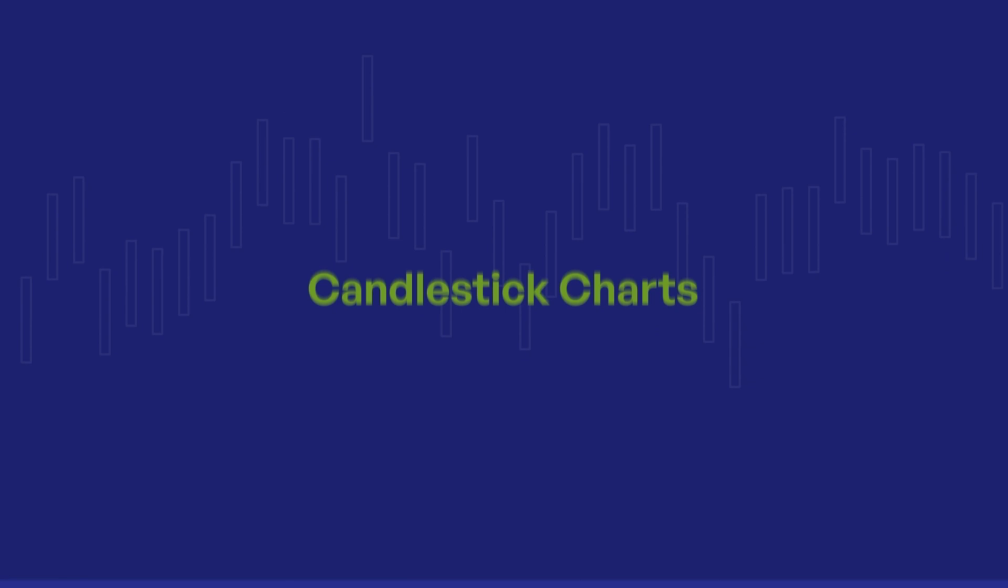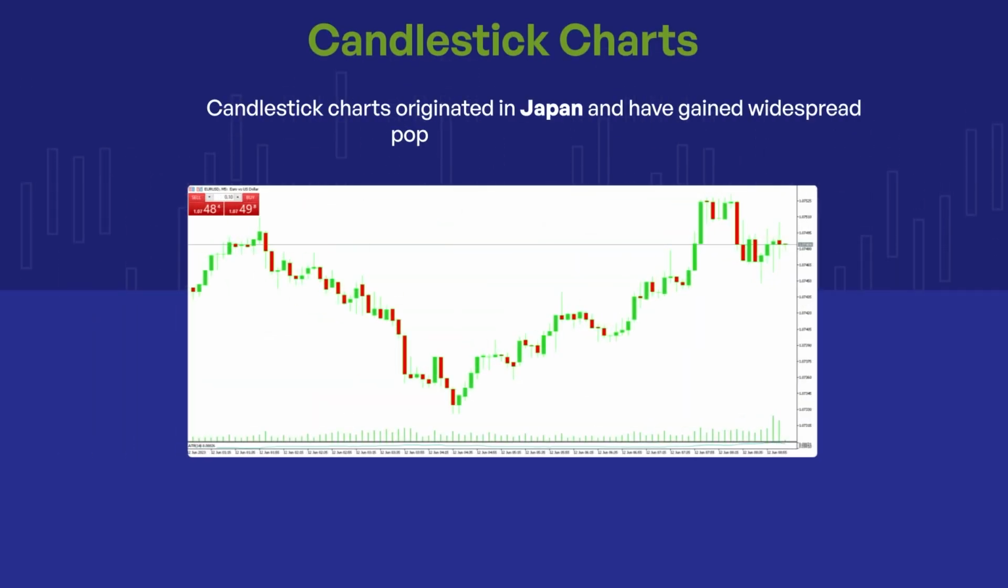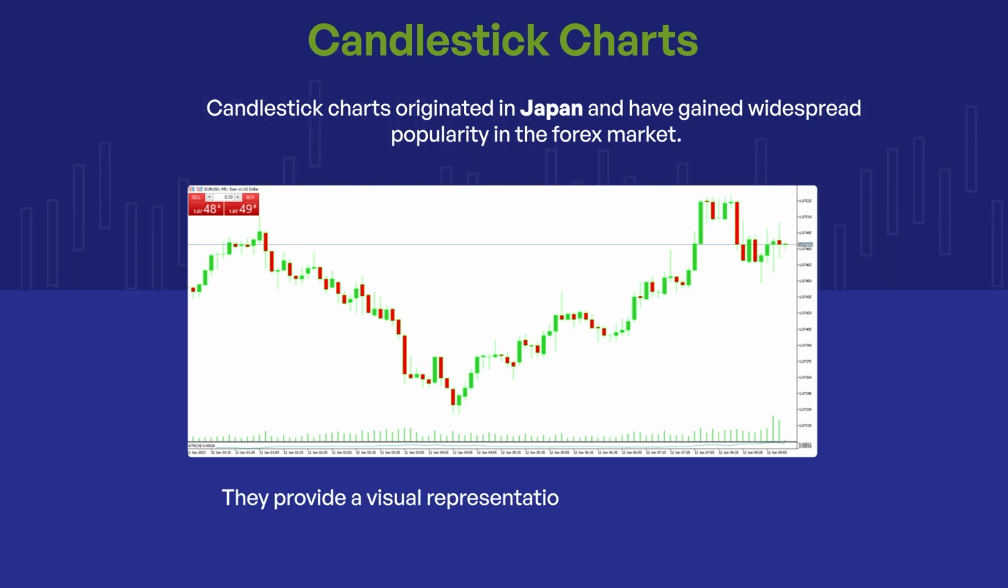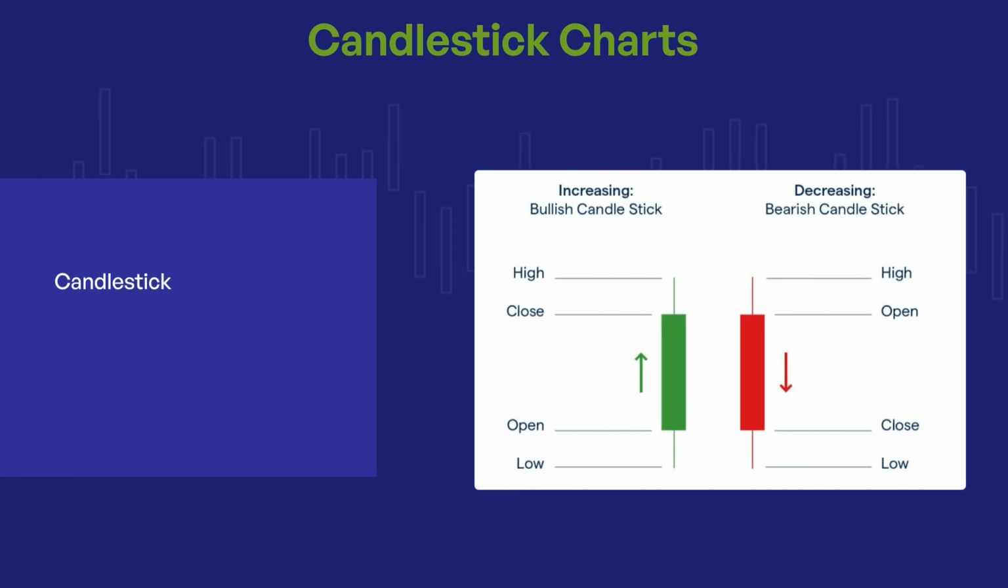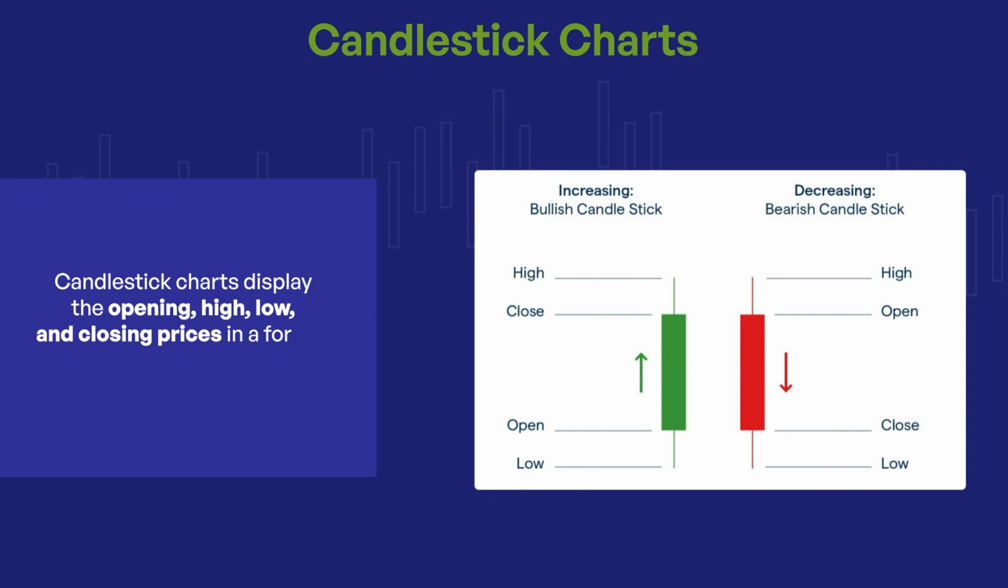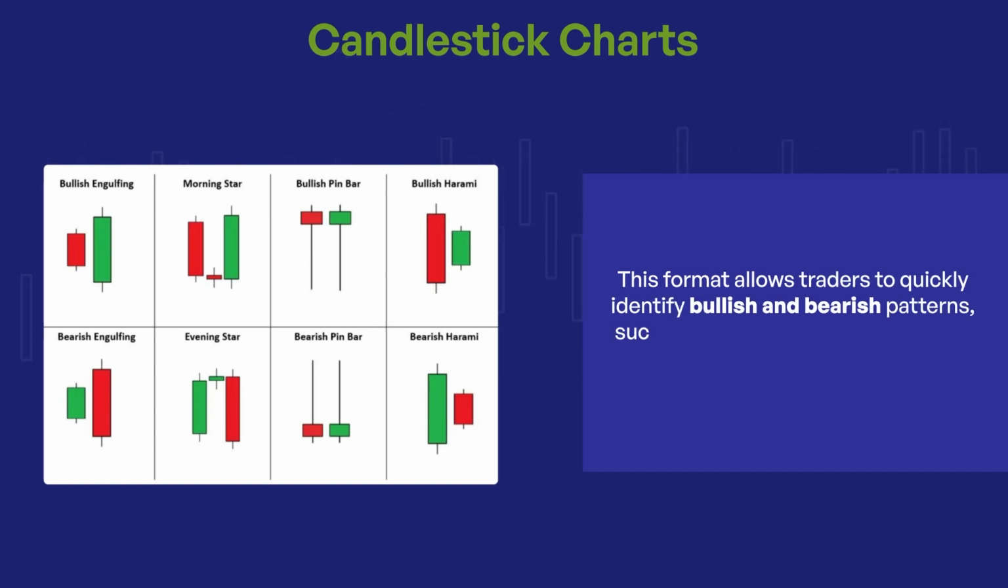Candlestick charts. Candlestick charts originated in Japan and have gained widespread popularity in the Forex market. They provide a visual representation of price movements, similar to bar charts, but with added information. Candlestick charts display the opening, high, low, and closing prices in a format that resembles candlesticks. This format allows traders to quickly identify bullish and bearish patterns, such as doji, engulfing, and hammer formations.